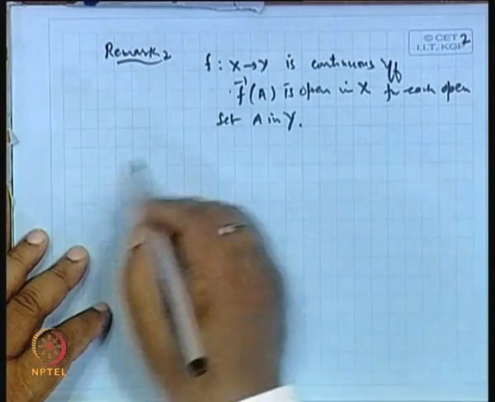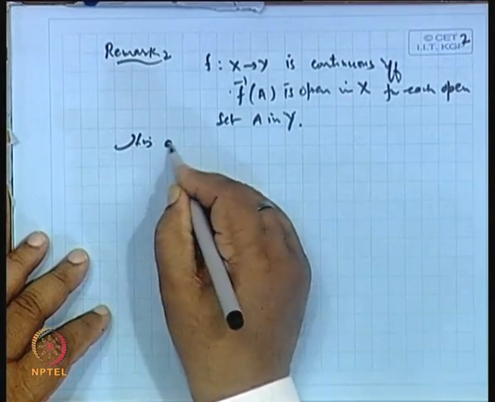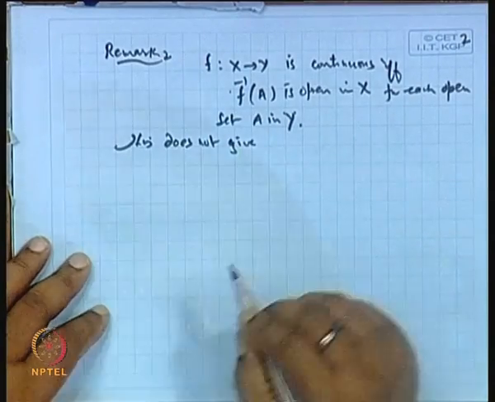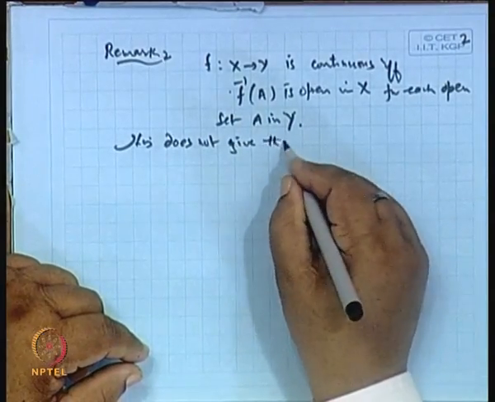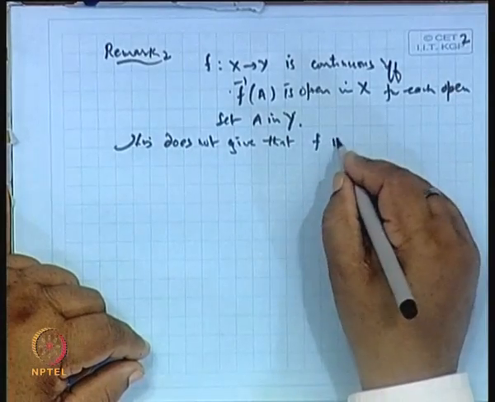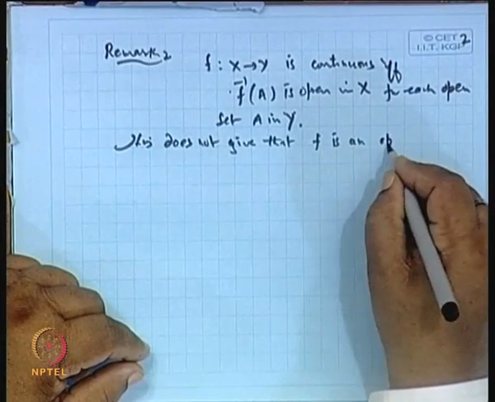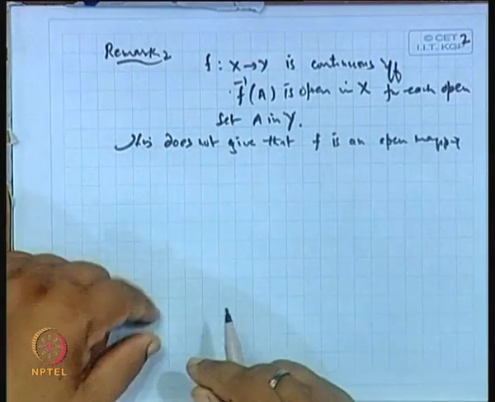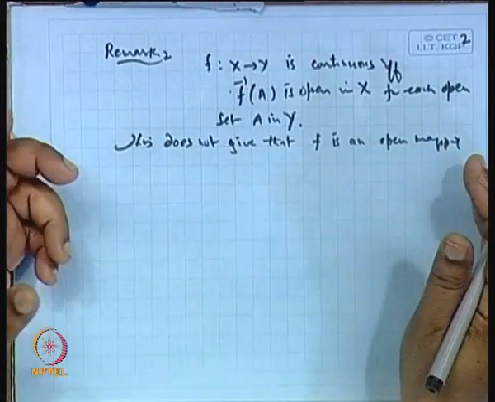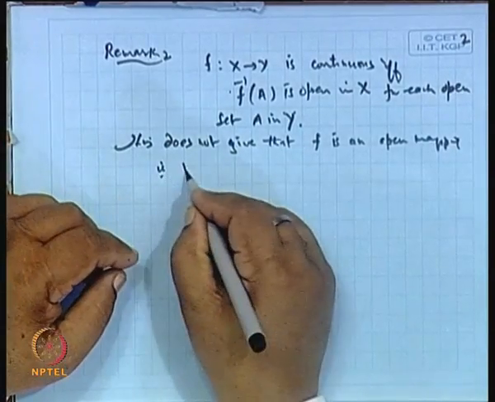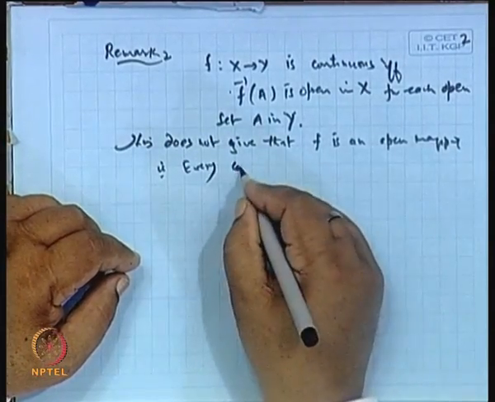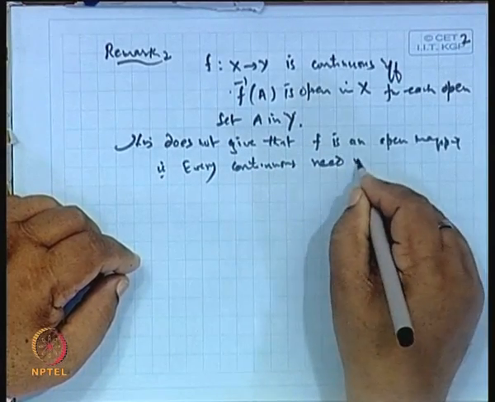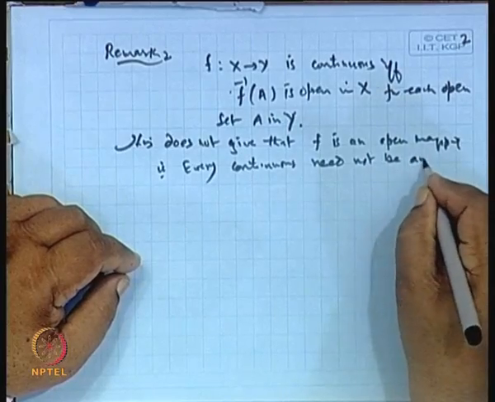Now, this does not mean that f is an open mapping. That is, it is not necessary that every continuous function is an open mapping; every continuous function need not be an open mapping.